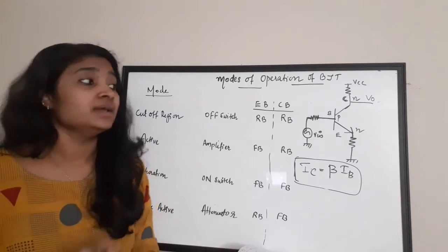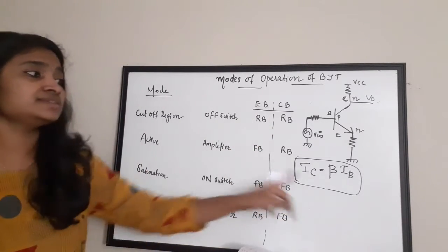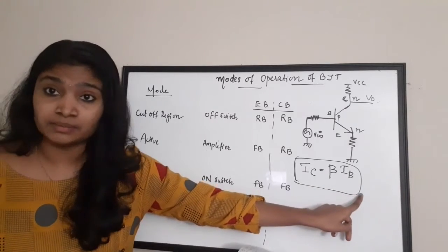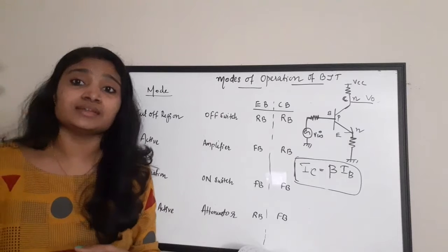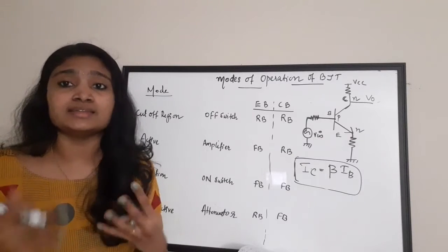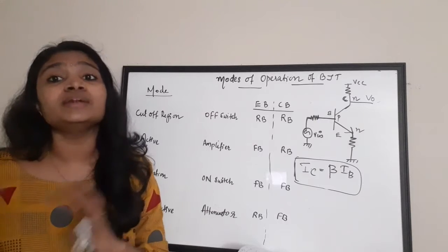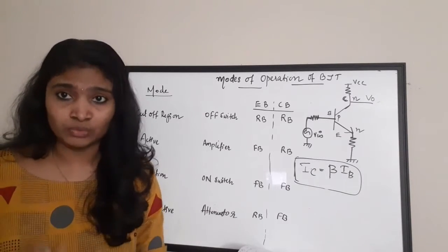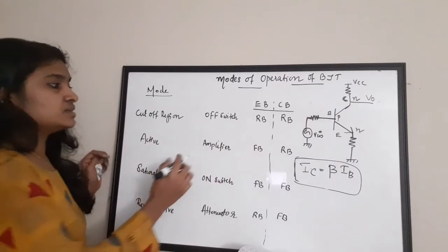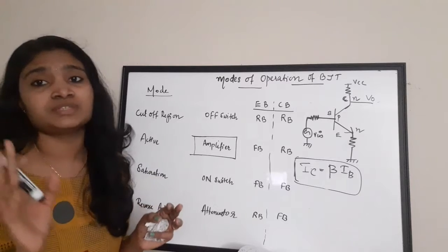So that is why in the active region, this condition is satisfied. That is, IC is equal to beta into IB. So when the input current IB is increasing, the output current IC is also increasing as beta times. So it is actually a multiplication or an amplification that is happening. So in the active mode, the transistor works as an amplifier. I hope the concept is clear.